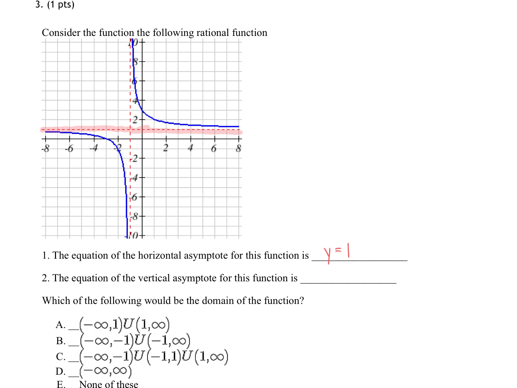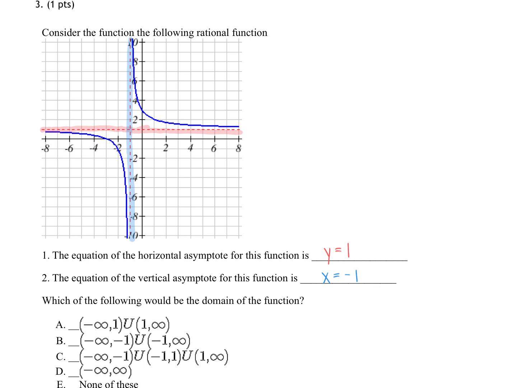Okay, the vertical asymptote is the line going up and down. It passes through the x-axis at -1. So we would say x equals -1. So those are the asymptotes. Don't forget to write equations for those.